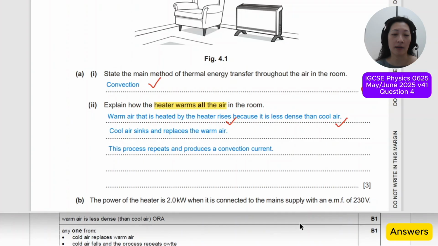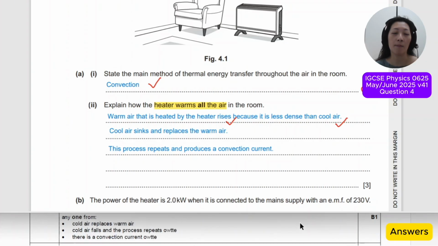The next mark comes from any one of the following. Mentioning that the cold air replaces warm air, the cold air falls and the process repeats, or words to that effect, or mentioning that there is a convection current. So any one of these would give you the third mark because this third point is about explaining that there is a process of convection current. In our case, we did mention the process of convection current. So either one of these sentences would give us the third mark. So that's how we score the 3 marks for this question.